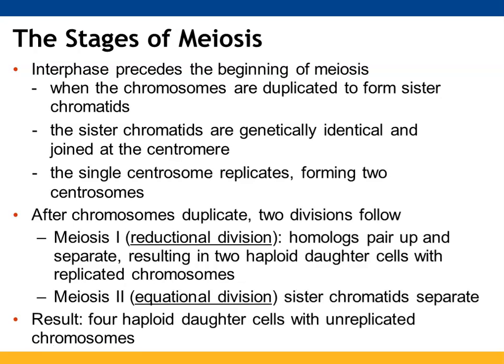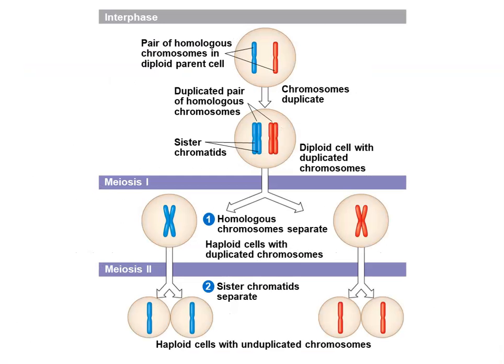In meiosis 2, you have equational division, which is more similar to mitosis, where your sister chromatids split, and now you're going to have four haploid cells with one chromosome of your 22 autosomes and then your sex chromosome. So, overview: you've got your interphase, where your chromosomes have duplicated. In meiosis 1, the homologs separate, and in meiosis 2, the sister chromatids separate.